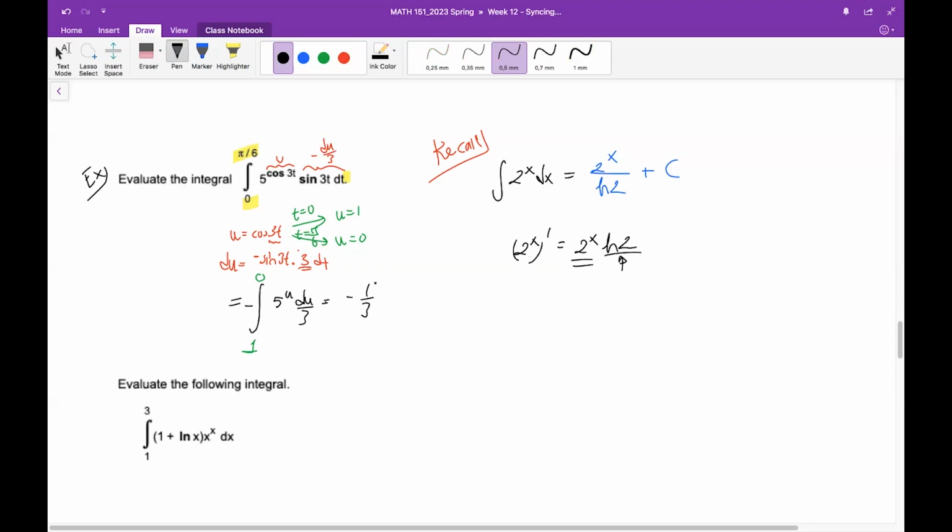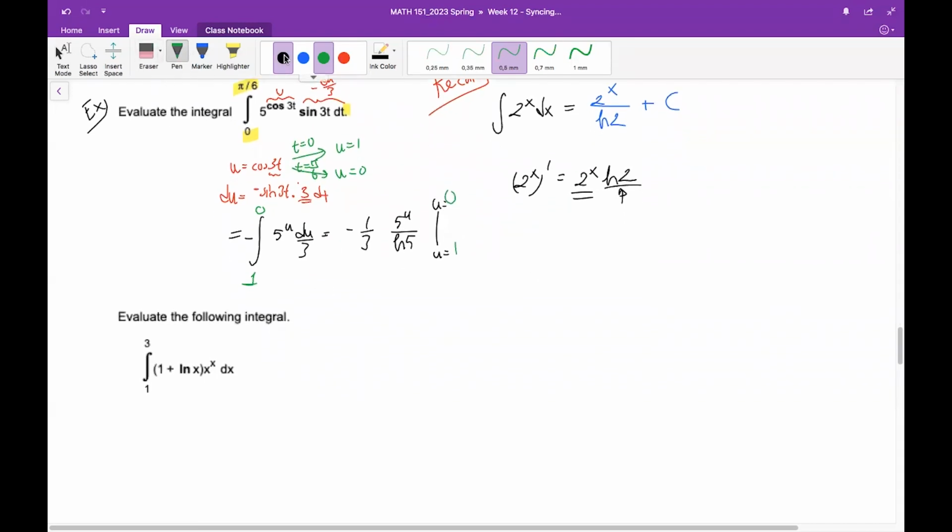5 to the power u du. How do you evaluate this integral? By using this rule, of course. It is itself divided by ln 5. And then you need to insert your upper and lower boundaries for u. Lower boundary is 1, upper boundary is 0.